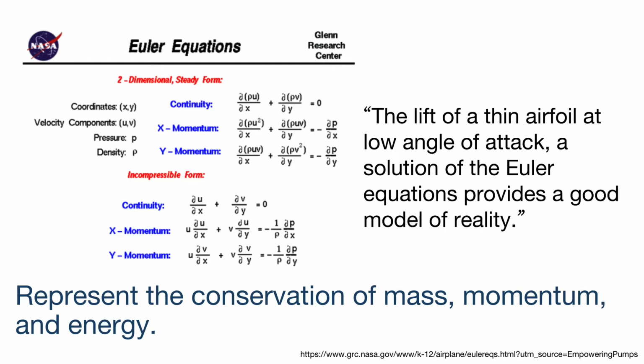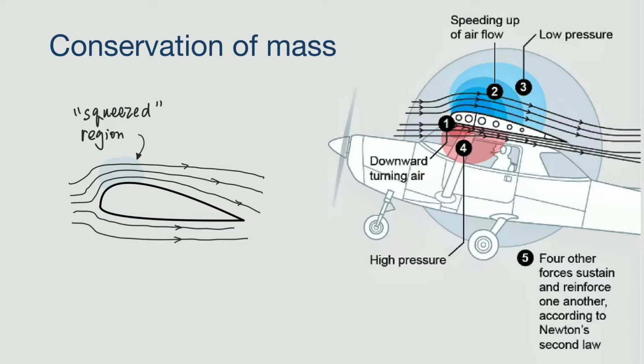NASA uses Euler equations to model and explain the lift of an airfoil using the conservation of mass, momentum, and energy. Based on the conservation of mass, the same amount of air particles travel from a wide region to a squeezed region due to the curvature of the upper wing, so they have to move faster.